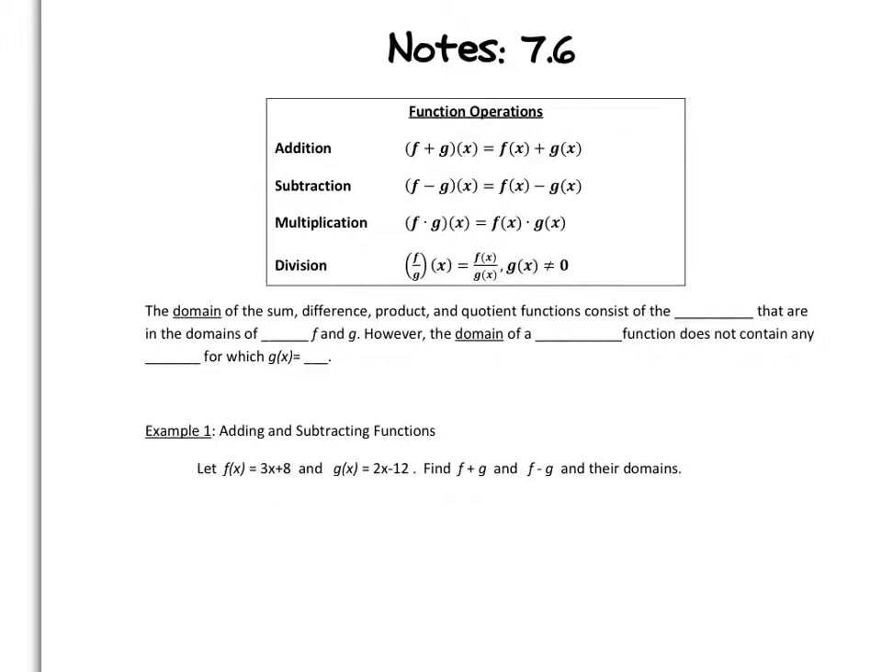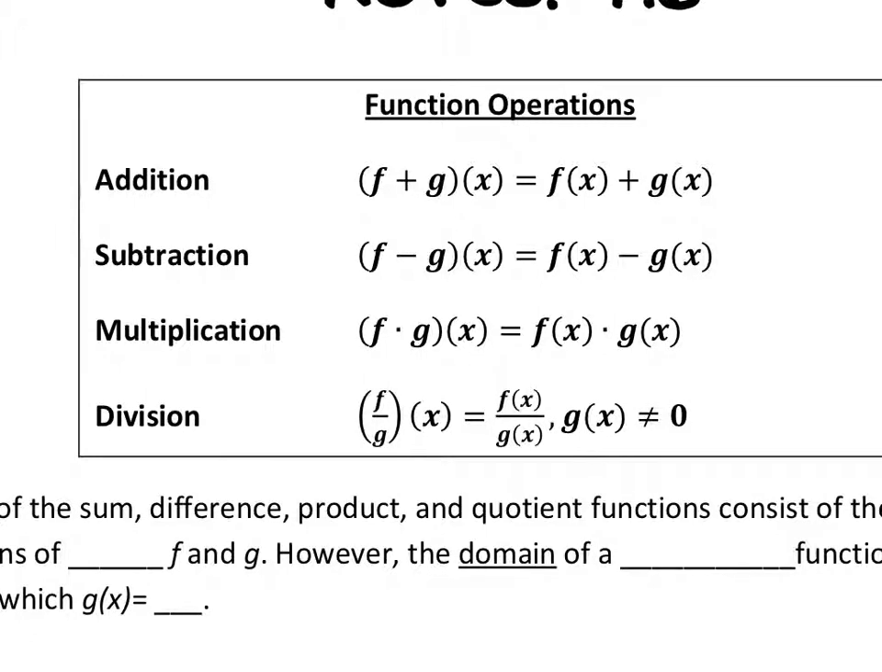So if you see things like this, just know you can go back and forth between them. If it's parentheses f plus g of x, that's the same thing as f of x plus g of x. All right, so you can combine the f and g in parentheses and the x separate, or f of x over g of x. Okay, that makes sense?